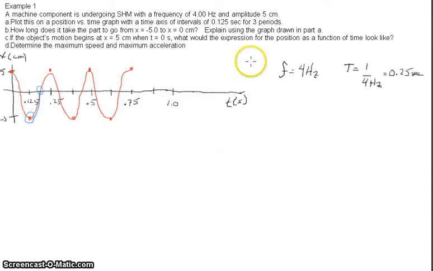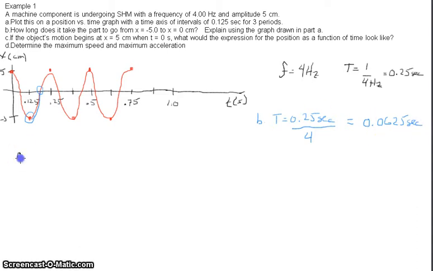So if we know the period is 0.25 seconds, it would take 1/4 that time. So divide the period by 4, and that will equal 0.0625 seconds.